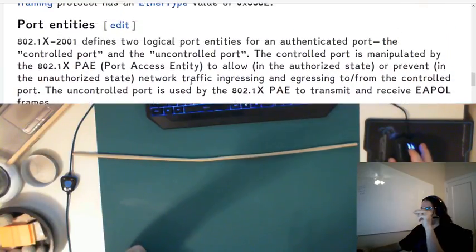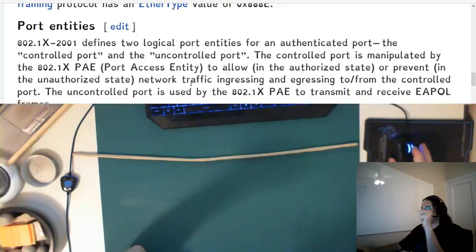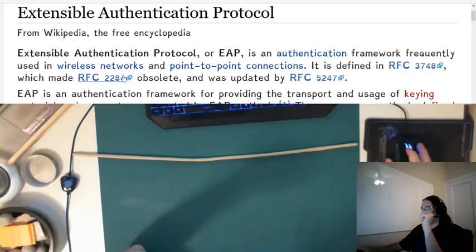All right. Before we go any further with this, we now need to look at the Extensible Authentication Protocol.